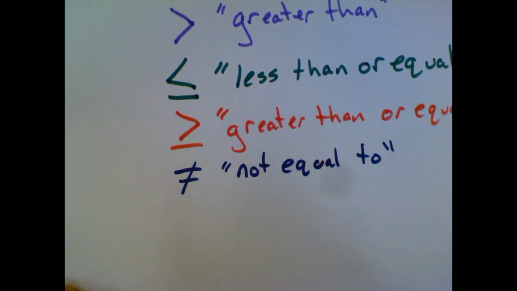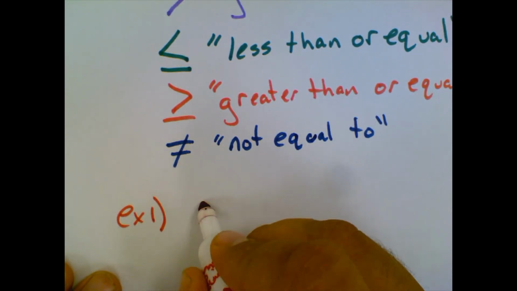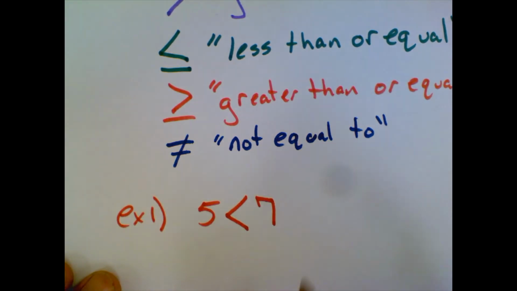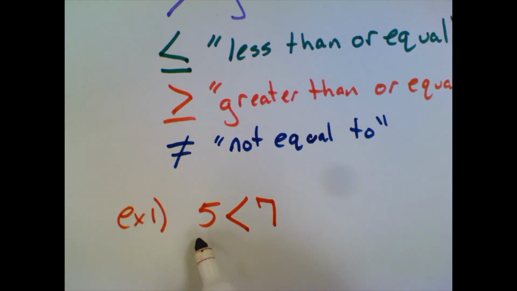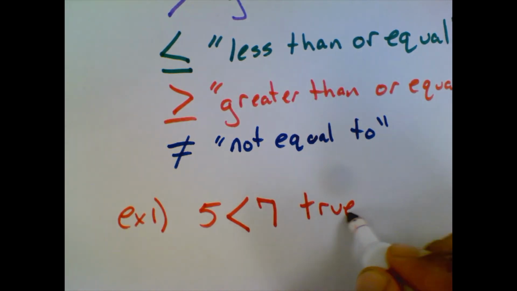Okay. Example 1. Let's look at 5, and we're going to decide if this is true or false. 5 is less than 7. Okay, so you'd read this from left to right. 5 is less than 7. Okay, is that true or false? I would think you all agree that it's true.